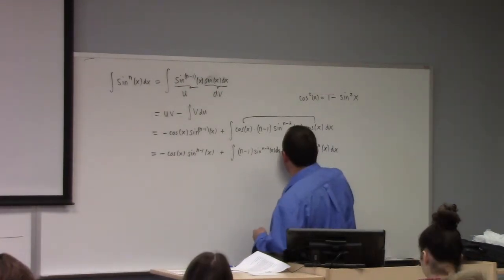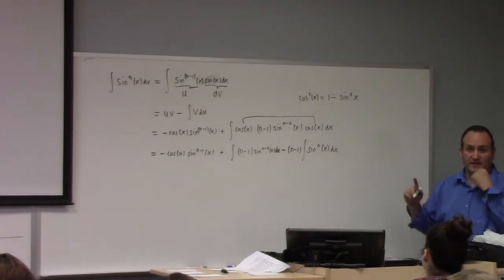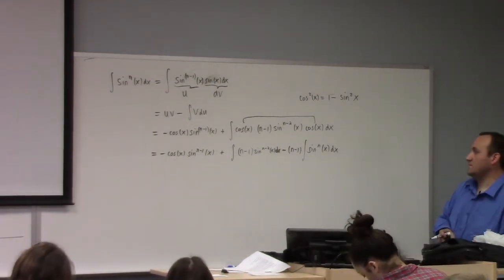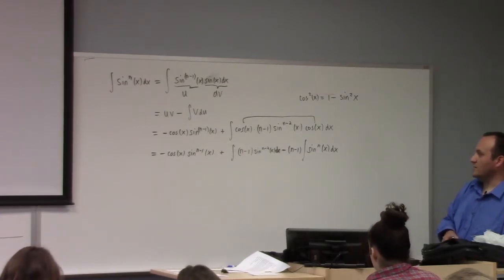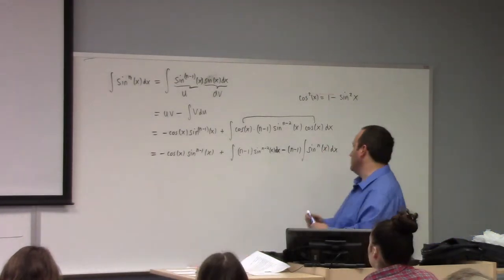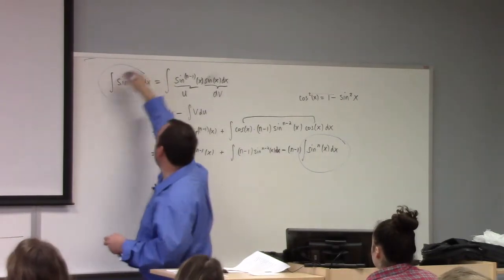So putting in that cosine identity, we get two pieces. We get an integral of sine to the n minus 2 power, all right? And also the integral of, whoa, check that out, yeah? Wait a minute. This is what we started with, right?